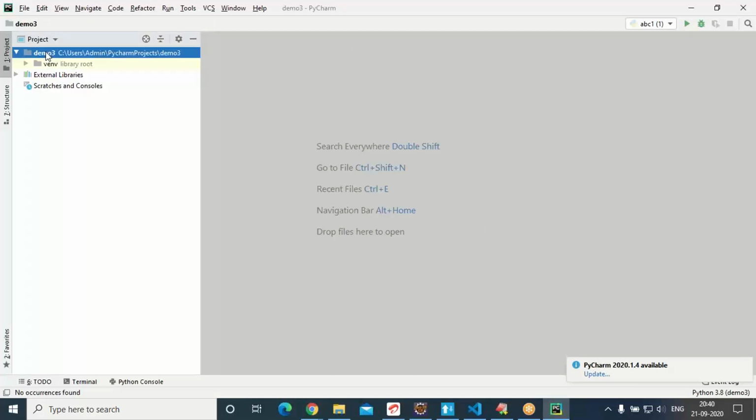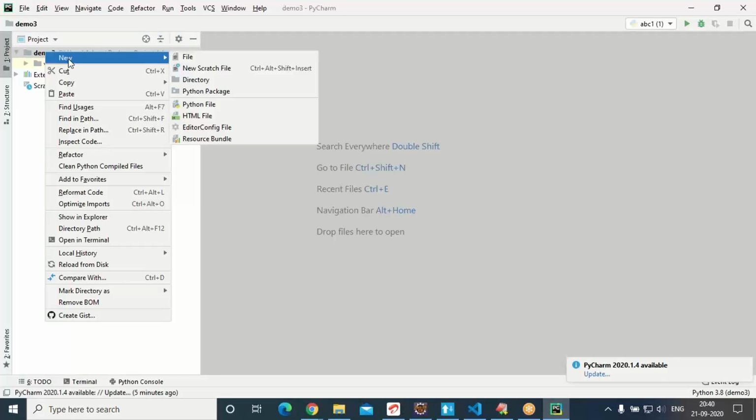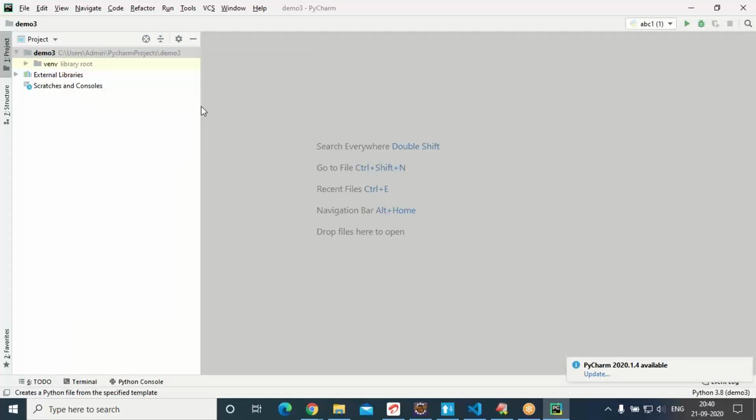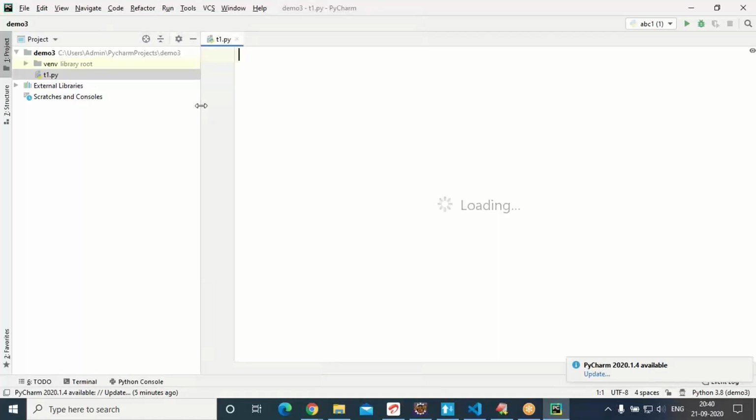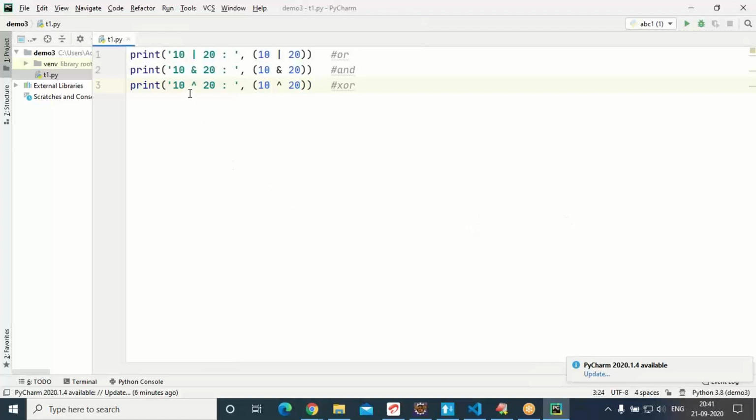I'm using a new project. You can continue the same project or you can go for a new project. I'm just choosing the file name as T1. I'm using the bitwise OR operator, bitwise AND operator, bitwise XOR operator.